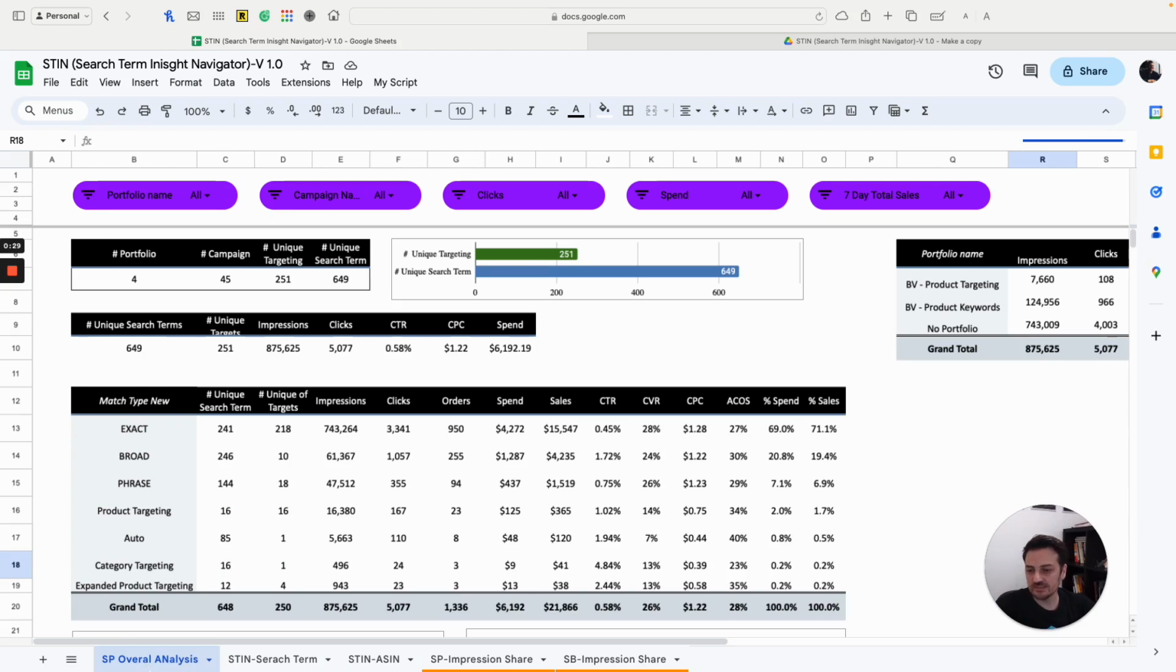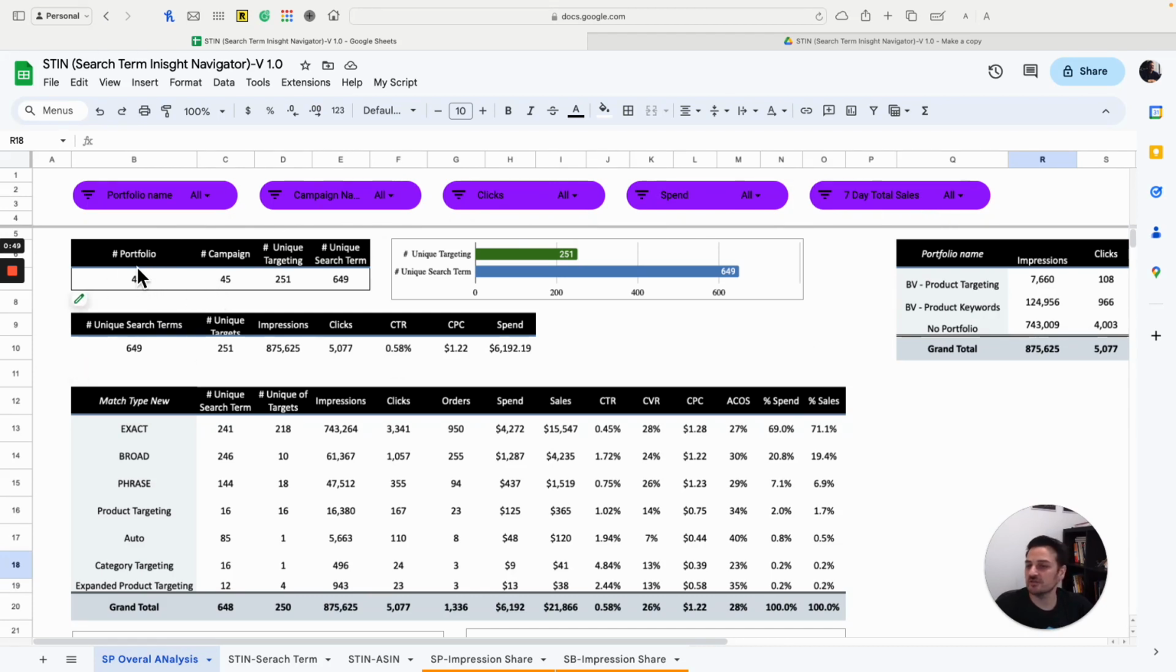So let's start with this SP overall analysis. What you see in this dashboard is just an overview of all of your search terms in one place. You have some filters here. You can filter with portfolio name, campaign name, clicks, spend, and sales. And let's start with the first table.